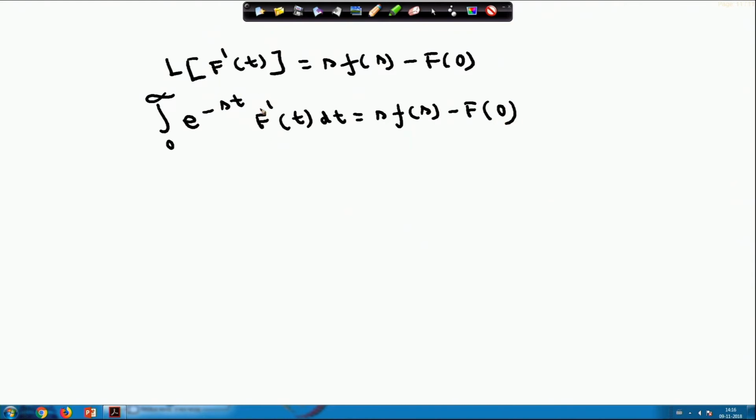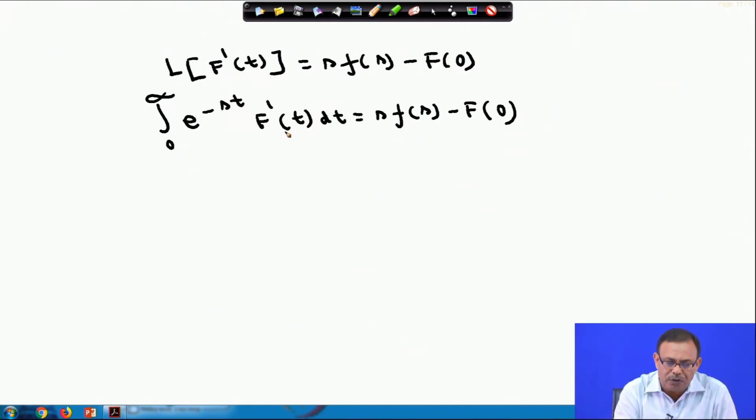These two steps are the same as whatever we did earlier. In the earlier case you made s approach infinity, but here we will make s approach 0, because we have to find out the limit as s approaches 0 of s F(s), which equals the limit as t approaches infinity of f(t).